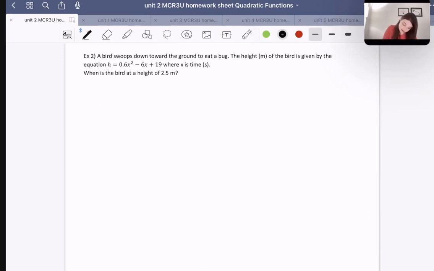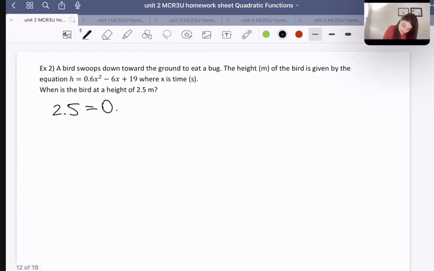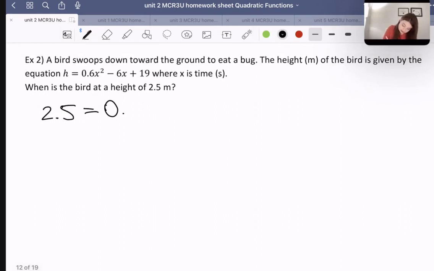First, we're going to plug in 2.5 meters to h. So 2.5 meters is equal to 0.6x squared minus 6x plus 19. Now again, to use our quadratic formula, we must push everything to one side. We must have 0 on the left and all of our coefficients and constants and variables and everything else on the right. So let's do that.